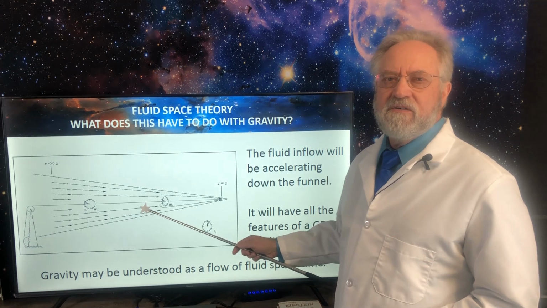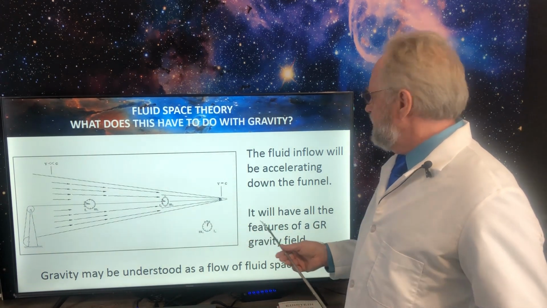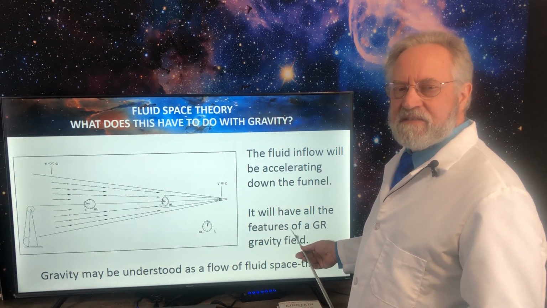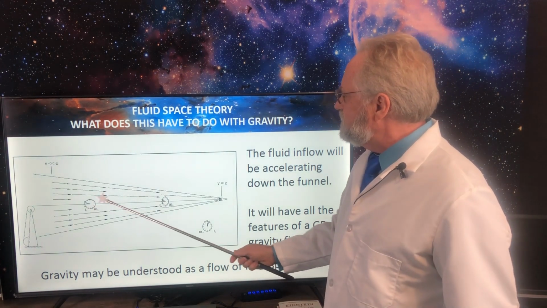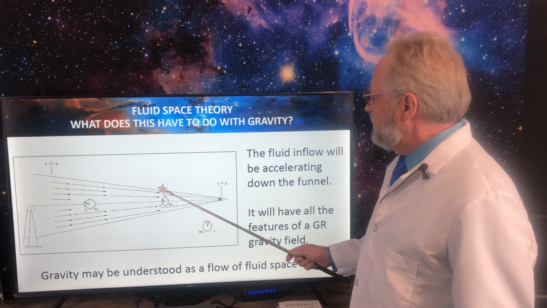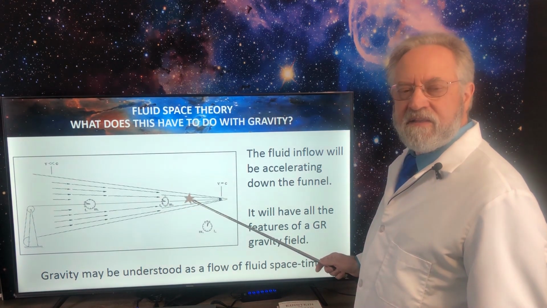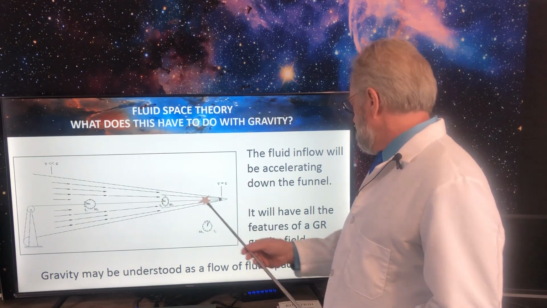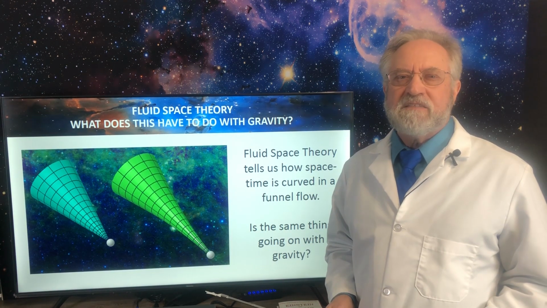Basically, a funnel flow analysis, applying relativity, gives you everything that is predicted in a gravity field that Einstein developed under general relativity. In this case, it's a lot easier to understand what's going on because we can imagine the fluid flow and get a gut level feel for how it's accelerating, how it's creating gravity, and how it's creating length contraction and time dilation. Gravity can be understood as a flow of fluid of space-time down a funnel. So now let's think a little bit more about what's actually going on in the funnel.